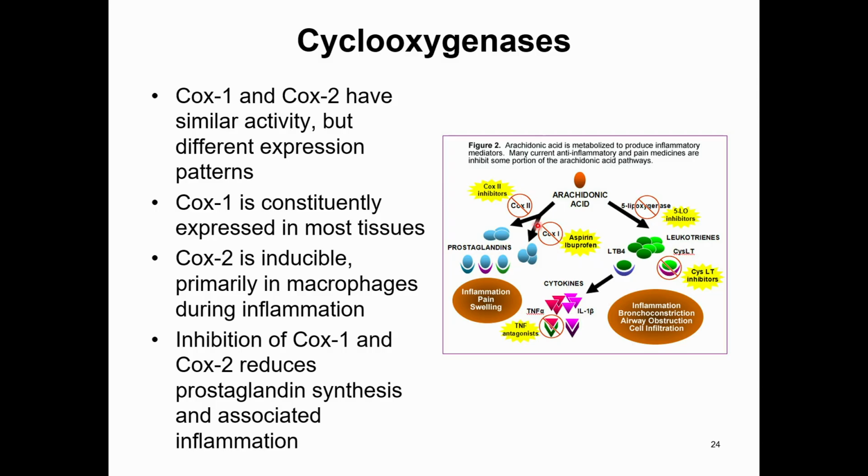Now it turns out that arachidonic acid also does other things. Some of the products actually lead to the production of pro-inflammatory cytokines and things like that. But the COX-1, COX-2 stuff, we're really concerned with turning arachidonic acid into prostaglandins, which cause things like inflammation and pain and swelling.